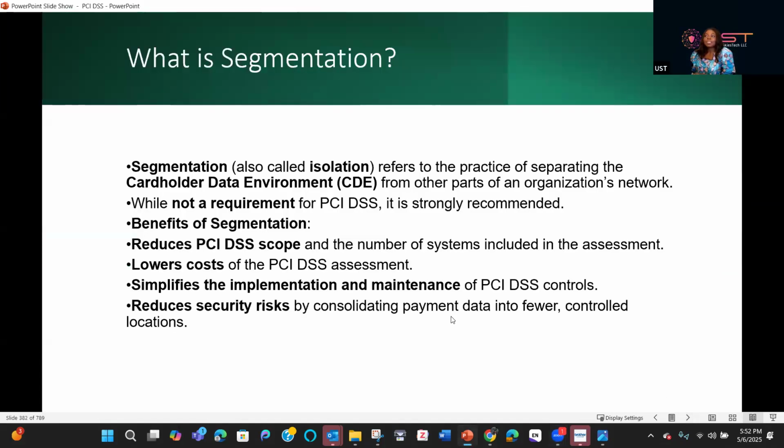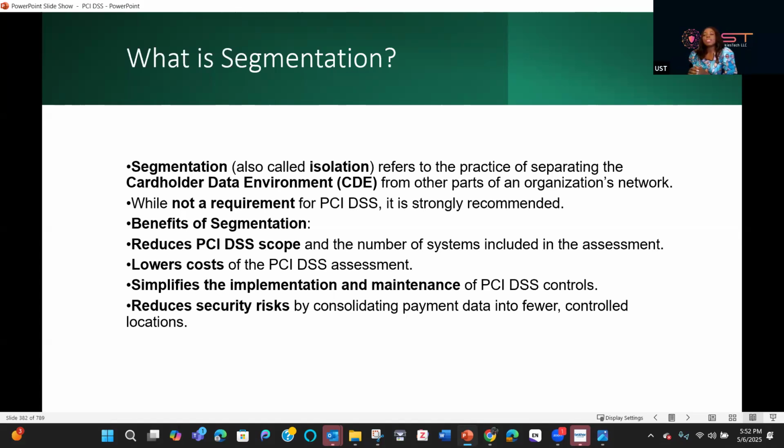Let's take a look. Segmentation, also known as isolation, refers to the practice of separating the cardholder data environment from other parts of the organization network. Why is it not a requirement for PCI DSS, but strongly recommended? With all the networking videos we've explained, and even the scoping that we've explained, we went through areas that cannot be within the scope. Why would you want to have an environment where you have to spend more?